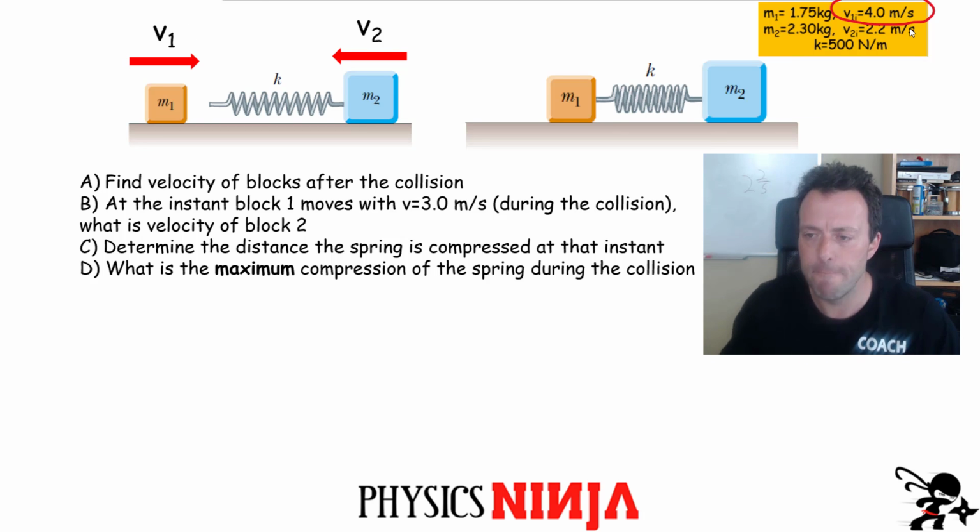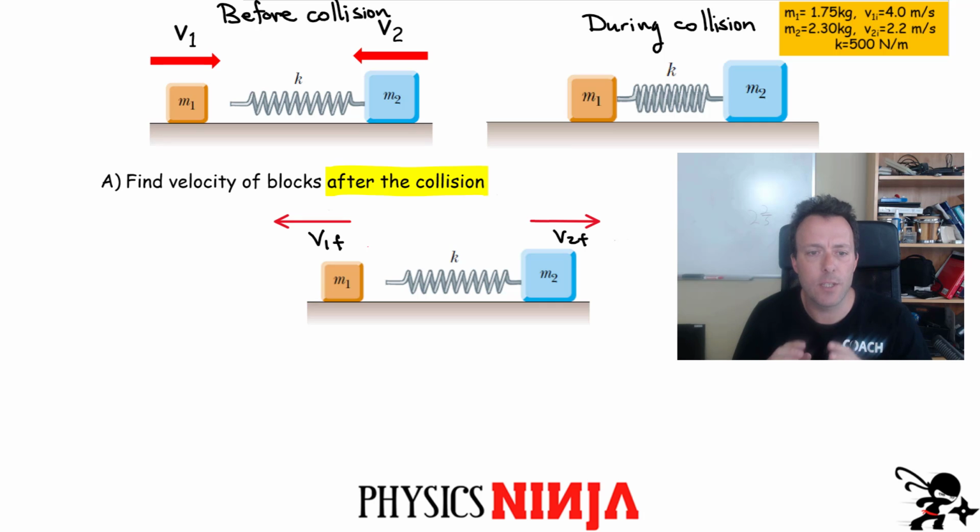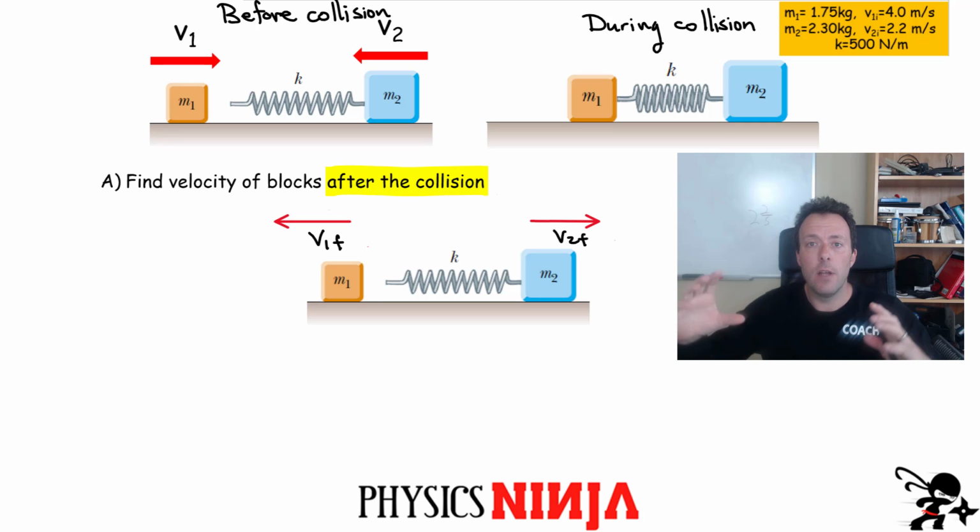All right, let's go. In order to analyze the first part, let's find the velocity after the collision. The key to this is that after the collision, the blocks are no longer touching each other. They're basically moving in whatever direction they're going to move, and the physics is going to tell us which direction that is. But after the collision, there is no more energy in that spring because the spring is no longer compressed.